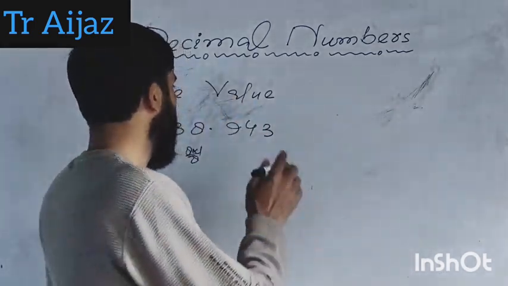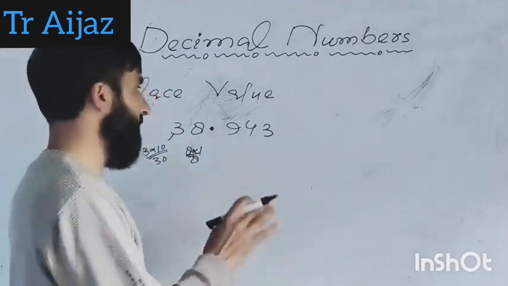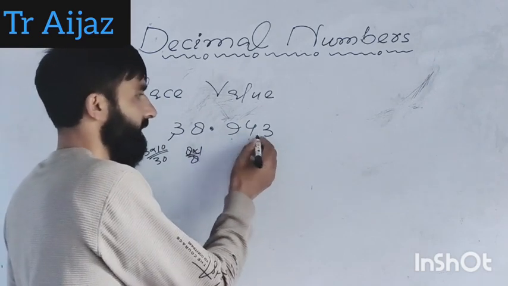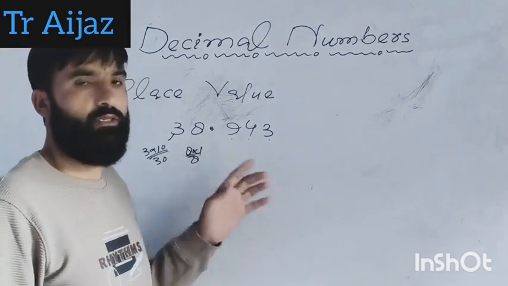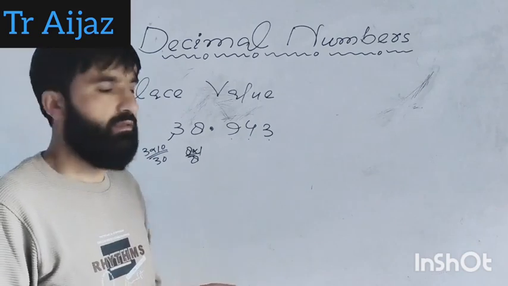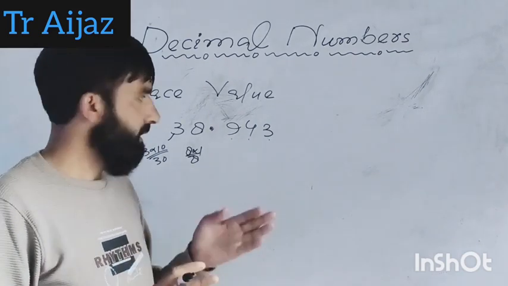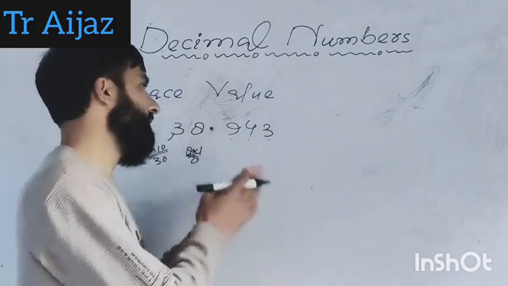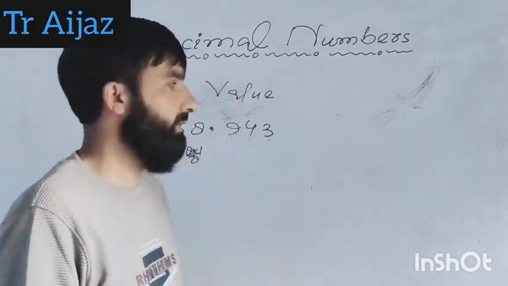Now let us see the fractional part. Remember, fractional part places start from here. This is the first place, this is the second place, and this is the third place. 9 has the first place, meaning the greatest place. 4 has the second place, so the place of 4 is lesser than 9 but greater than 3. Similarly, 3 has the third place and it is the lowest place in this number.